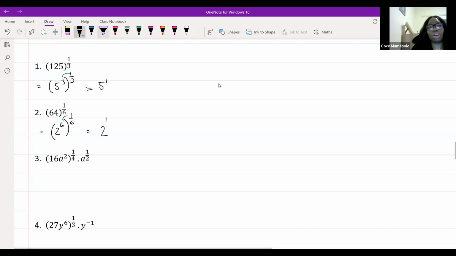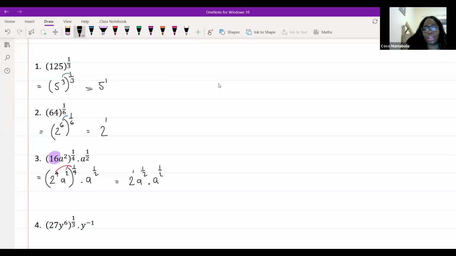All right, over here, I know I'm going to have to take the 16 part of it and put it as a product of its prime factors. So I'm going to get 2 to the power of 4a squared, all to the power of 1/4, times a to the power of half. Now, I'm going to distribute these in, and I'm going to get 2 to the power of 4 times 1/4, which gives us 1. A to the power of 2 times 1/4 will give us a half, multiplied by this a to the power of a half on the outside.